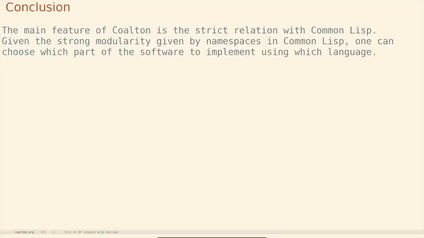The main feature of Coalton is the strict relation with Common Lisp. In particular, given the modularity provided by namespaces in Common Lisp, one can choose which part of the software to implement using which language. As usual, Common Lisp provides complete freedom to the programmer. One probably wants to use standard Common Lisp for most of the software, given all the type inference that it already provides. But if there is some namespace that is particularly important or the core of our function, we want to be more safe, and we can choose to use Coalton for it.